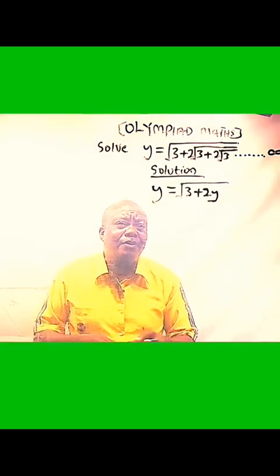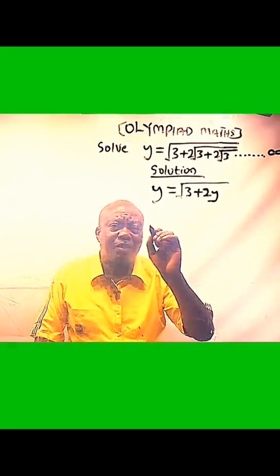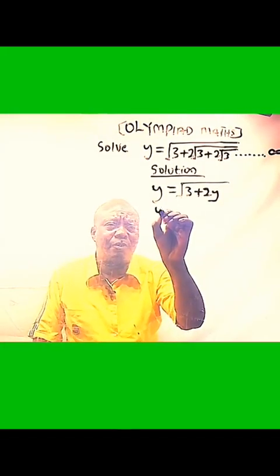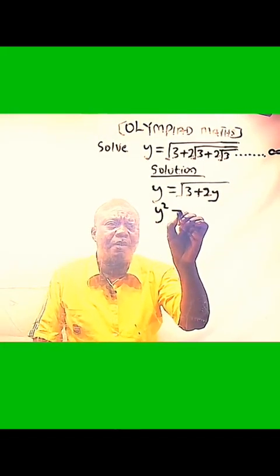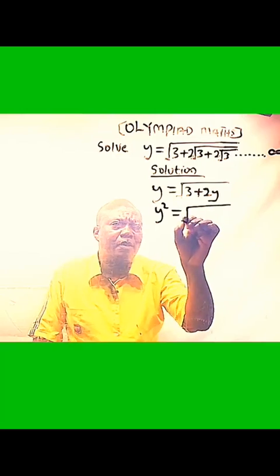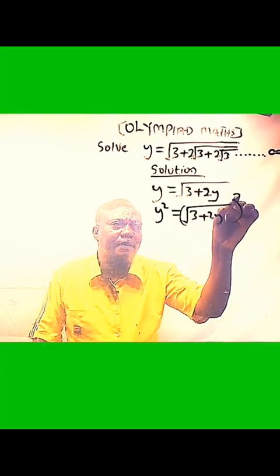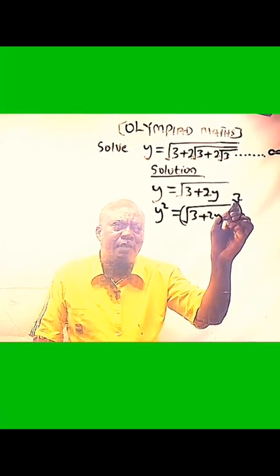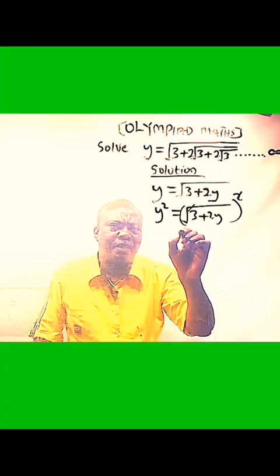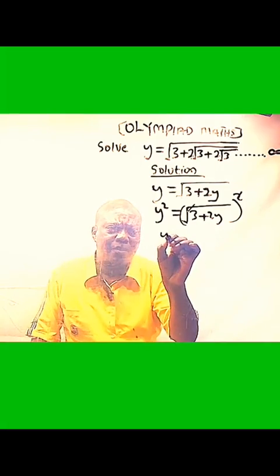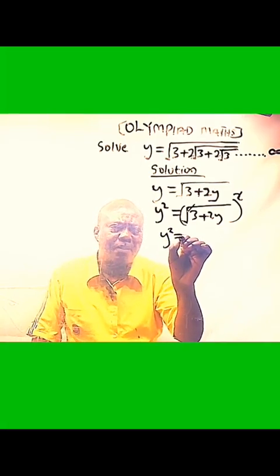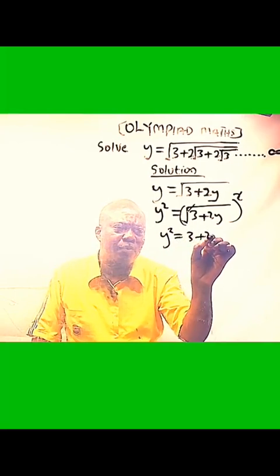To do it, you have to eliminate the radical. You can do that by squaring both sides. So what you have is y squared equals the square root of 3 plus 2y, all squared. Now these two will eliminate the radical here. What you have now is y squared equals 3 plus 2y.